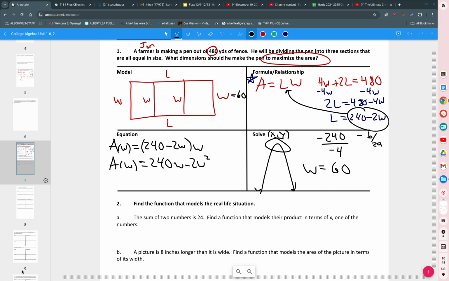Look at the problem. It says the farmer's making a pen out of 480. What dimension should he make the pen to maximize the area? We know that the width is 60. How could I figure out what the length should be? Plug in 60. It says right here the length is 240 minus 2w. So you just plug it in. 2 times 60 is 120. 240 minus 120 is 120. So this is going to be 60 yards by 120 yards. Pretty big pen.